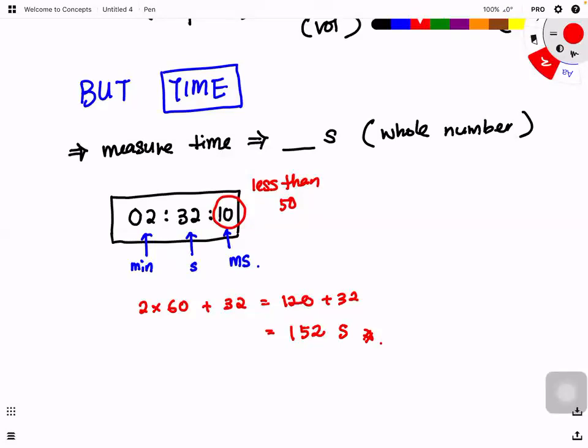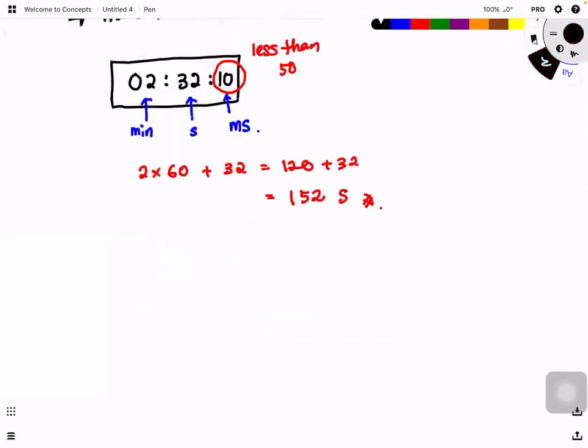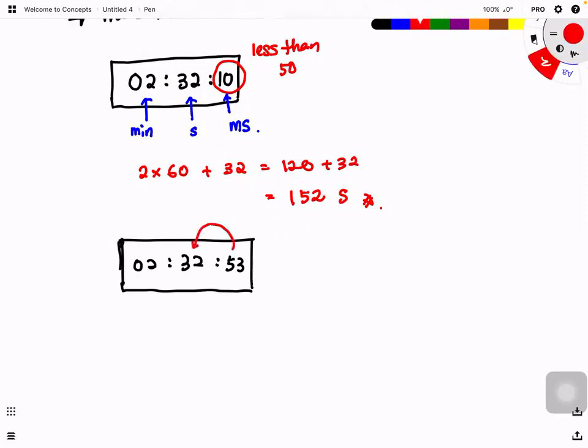Okay. Now, if I show you that this is a stopwatch, you have 0, 2, 3, 2. For example, here I say 53. Then you have to make sure that you add in another one because it is more than 50. So it becomes 2 times 60 plus 33. So the answer is 153 seconds.